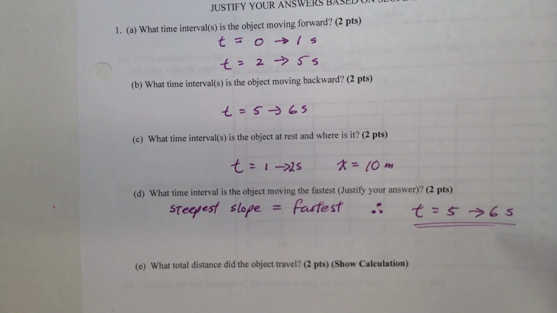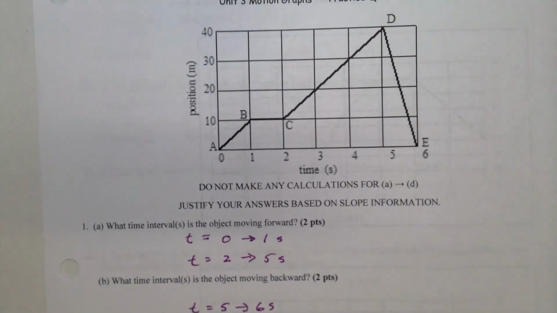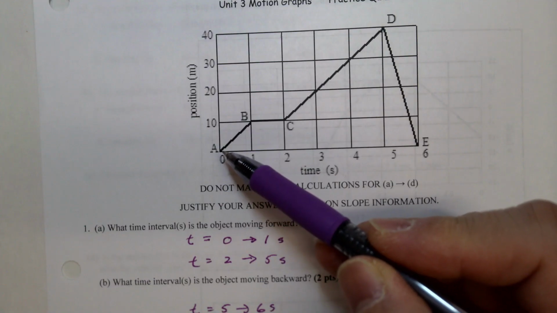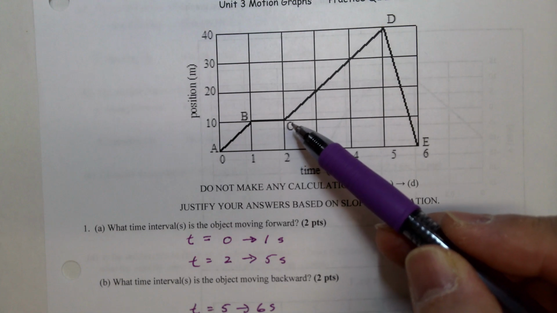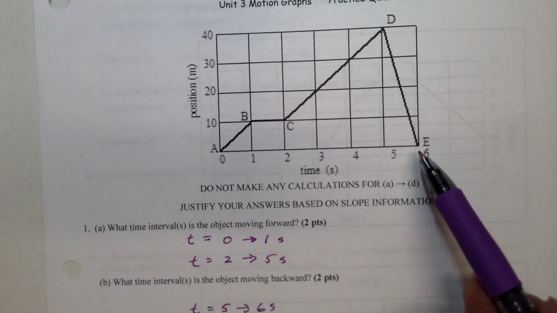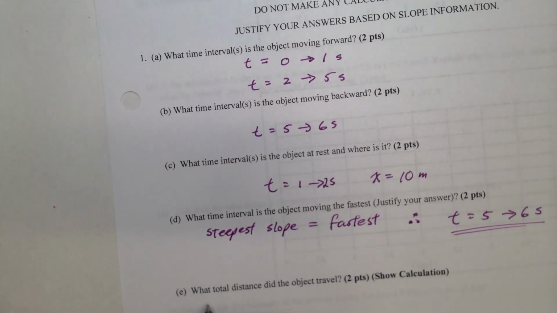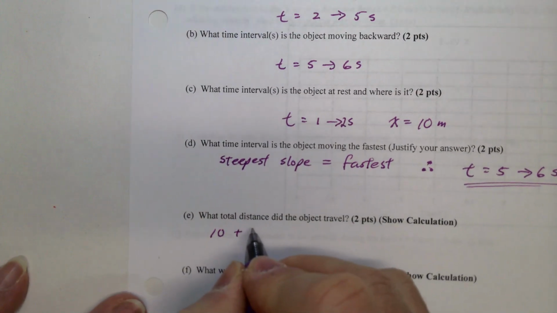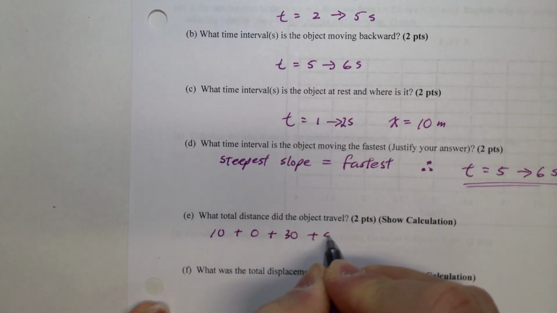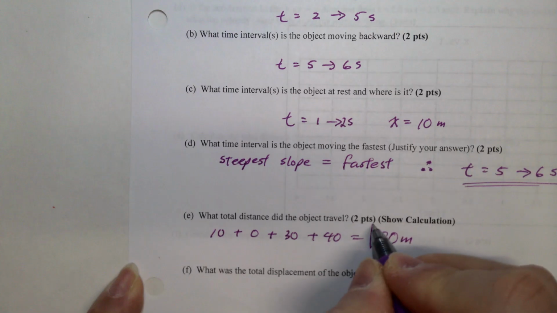Then for part E, it asks, what is the total distance the object traveled? Well, it starts at 0, then it travels all the way to 10, stays at 10, goes to 40, and then comes all the way back to 0, so now it moved back 40. So 10 plus 0 plus 30 plus 40 gives you 80 meters. And that's the total distance.